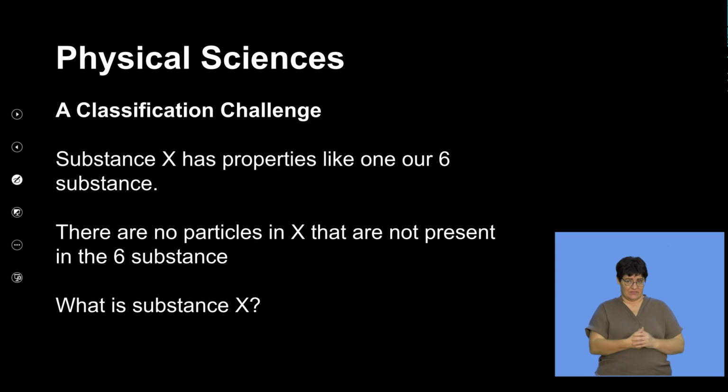There are also no particles in X that are not present in the 6 substances. What does that tell us? It tells us that all these 6 substances that are given as possible options of what X could be actually consist of particles. Now, our task is to establish the identity of substance X, right?